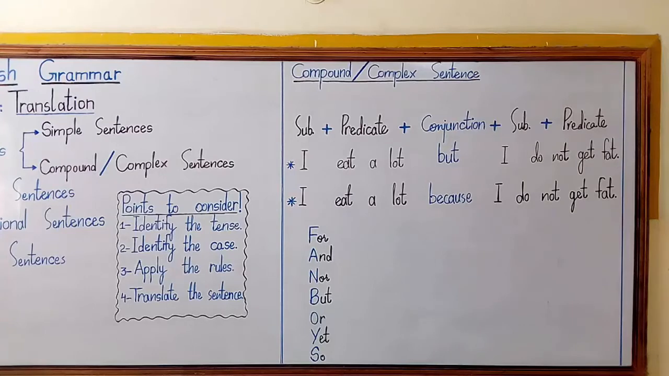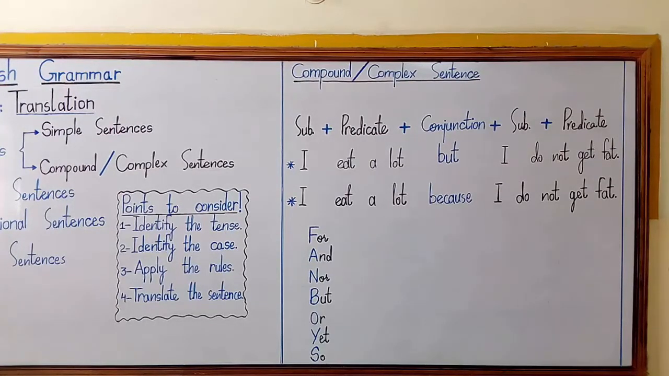Now look at example number 2. I eat a lot because I do not get fat. The conjunction given in this sentence is because. Does this conjunction belong to FANBOYS? Let's see. For, and, nor, but, or, yet. So no, because does not come in the list of FANBOYS. So it is a subordinating conjunction, not a coordinating conjunction. So because it's a subordinating conjunction, the sentence I eat a lot because I do not get fat is a complex sentence. Okay, come on.